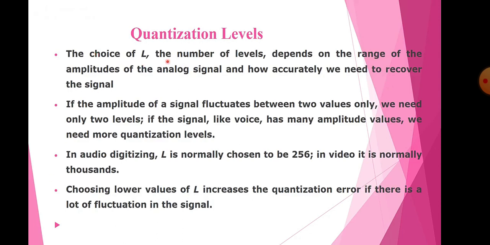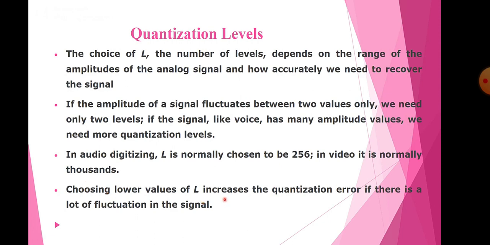The choice of L, that is the number of levels, depends upon the range of the amplitude of the analog signal. If the amplitude of the analog signal fluctuates between two different values only, then we can have only two levels. That means L is equal to 2. If the signal like voice has many amplitude values, we have to consider more quantization levels. So in the case of audio digitizing, L is normally chosen as 256. In the case of video, it is normally in terms of a few thousands.